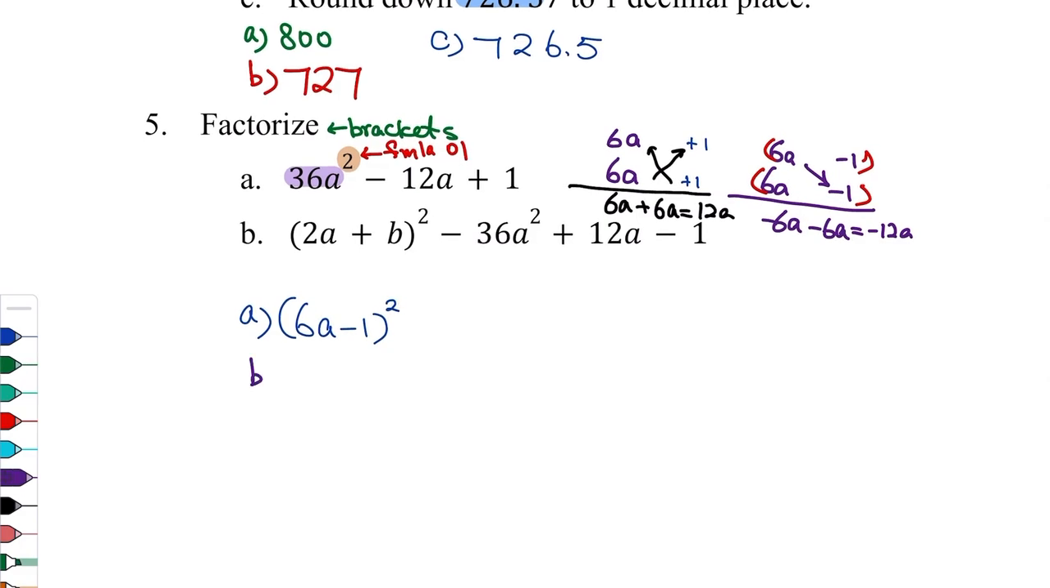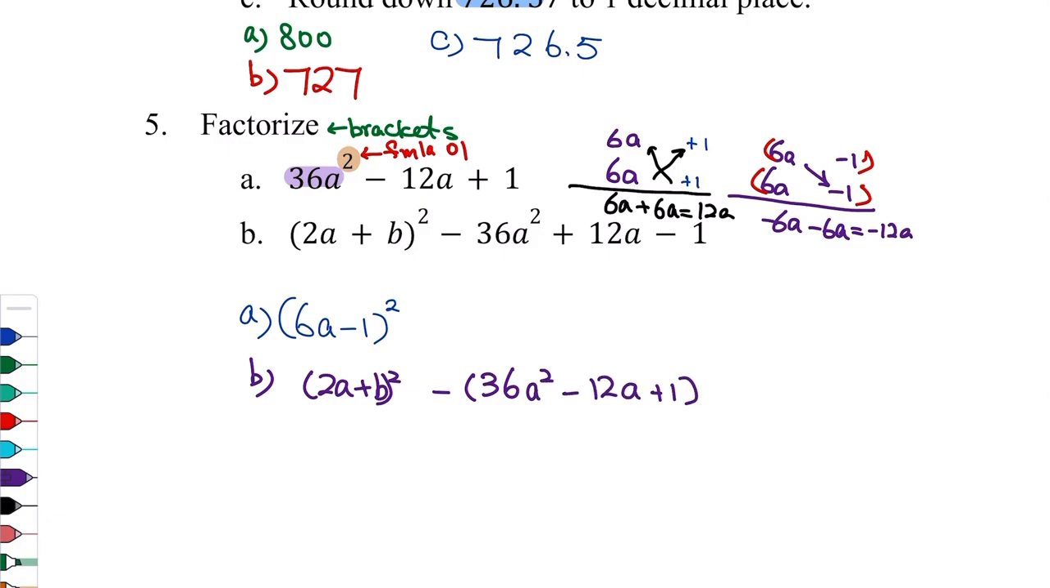Part B. Your first part is the same. And then how about at the back? It looks a little similar, right? But not exactly the same. What is the difference? The positives and negatives. So what we do is take out the negative from them, so everything will be changed.